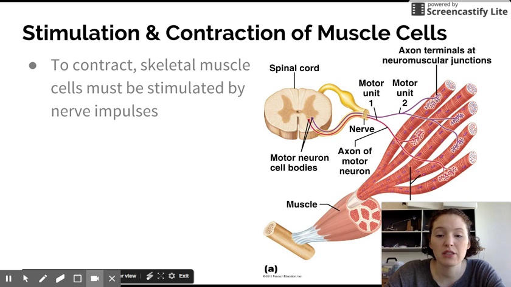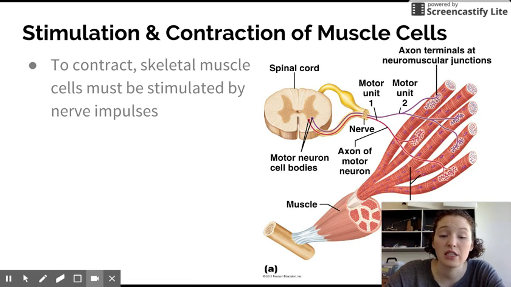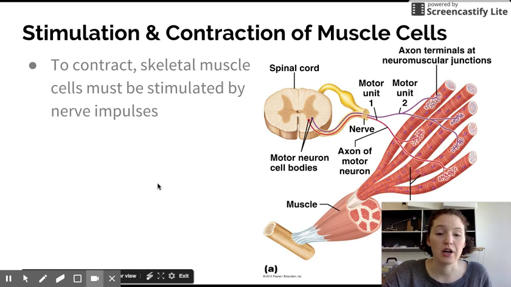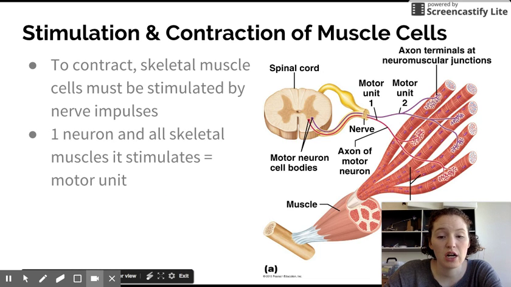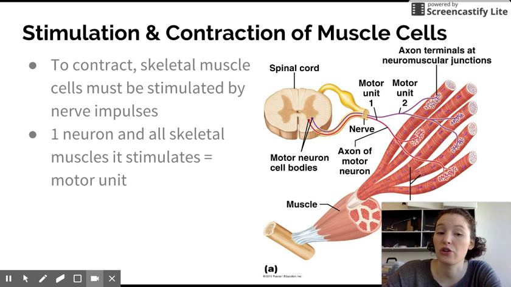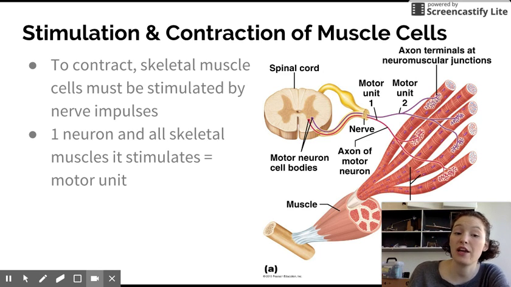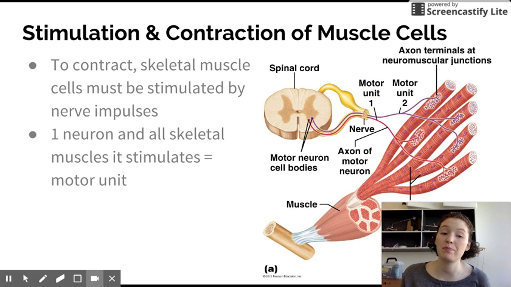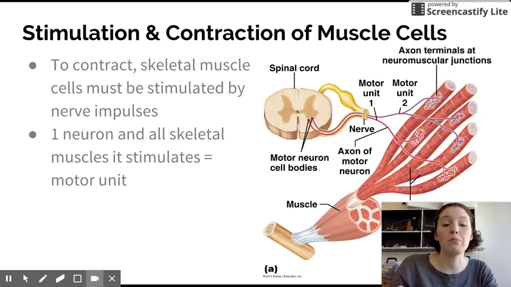To contract, skeletal muscle cells must be stimulated by nerve impulses. They are voluntary muscles, and so we send a nerve signal, a nerve impulse to the muscle cells. One neuron and all of the skeletal muscles it stimulates, because one single motor neuron can stimulate a few muscle cells or hundreds of them, depending on that muscle and the work that it does. One neuron and all of its skeletal muscles make up basically one whole motor unit.